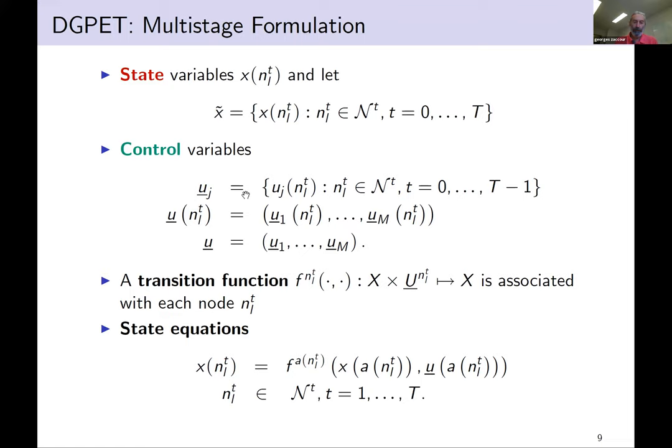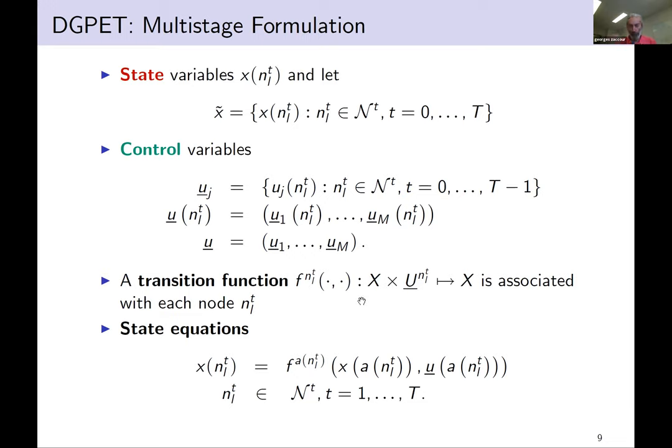Now, in terms of control variables, U_J will denote the vector of decision variables of player J, whereas U without the J will be the vector of all players at a particular node NLT. And U bar is the big vector collecting all the decision variables of all players in all nodes in all periods.